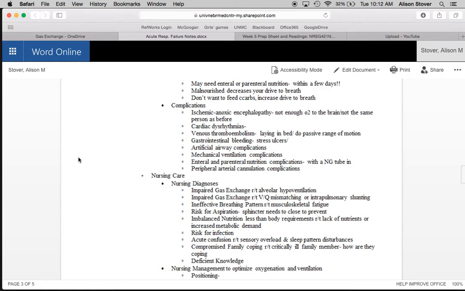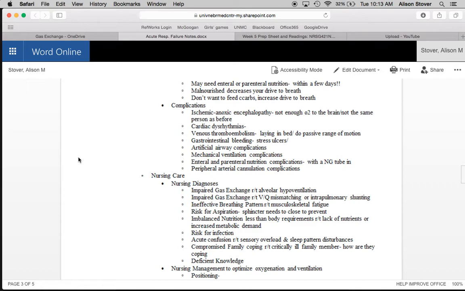And then I think we've all encountered in clinicals or in practice, if you work as a CNA, a patient that has experienced an anoxic brain injury because they never quite returned to baseline. There are some mental deficits there, definitely. Cardiac dysrhythmias, obviously, because of ischemia.